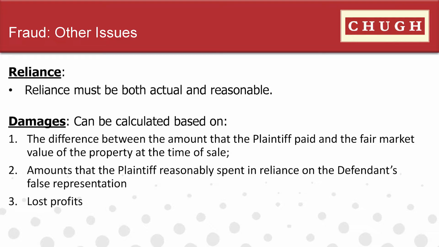And speaking of damages, they can be calculated in many different ways. So sometimes we look at the difference between the amount that the plaintiff paid and the fair market value of the property at the time of the sale. So this goes back to that property example where maybe there was concealment. So it turns out that, with the foundational issue, the property was only worth $100,000, whereas the plaintiff paid $500,000 for it. So their damages would be $400,000.